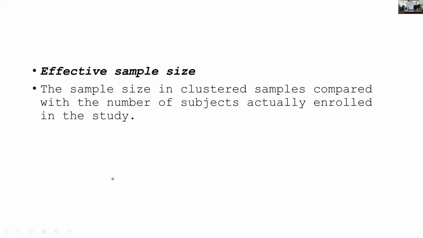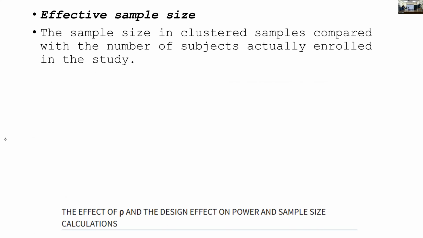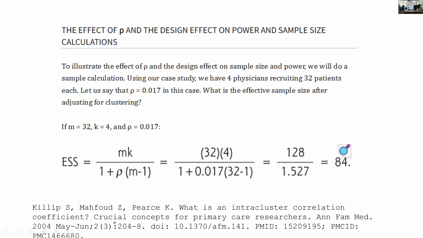So the next thing is the effective sample size. That is the sample size in clustered samples compared with the number of subjects actually enrolled in the study. This is a nice article published in the Annals of Family Medicine, where they explain this very nicely. Basically, rho is your ICC, that is your intra-cluster correlation coefficient.